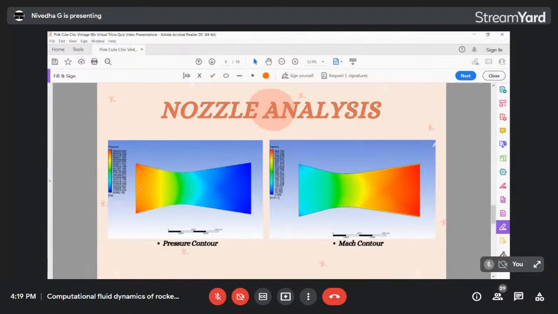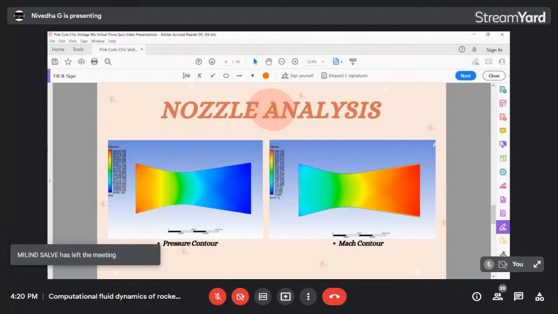At the beginning, we have a 5 bar pressure, but as it goes through the nozzle, you can see that the pressure decreases. And as pressure decreases, your velocity goes up because they are inversely related. Same inversely related, and here we have the lowest velocity.